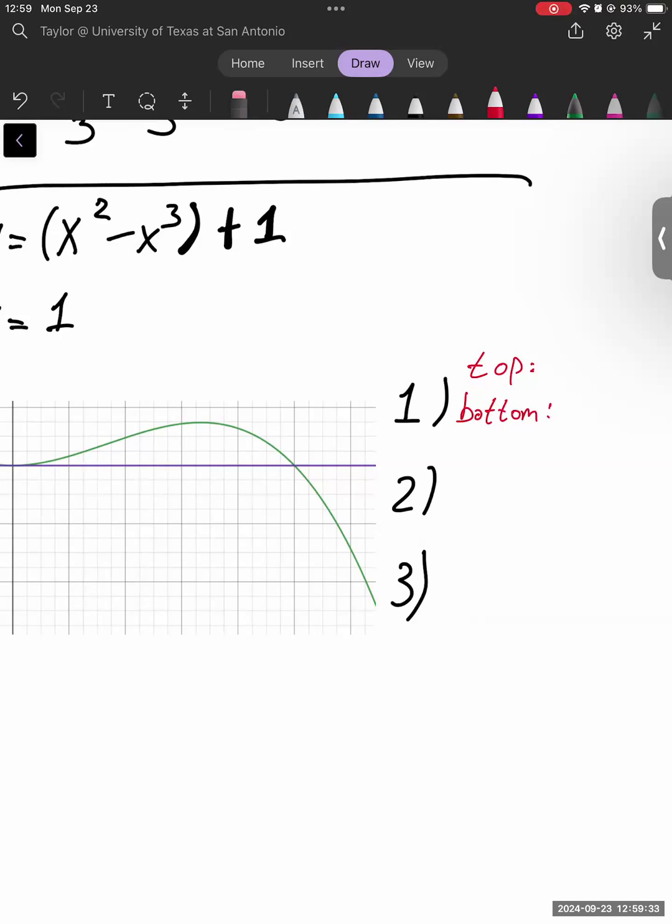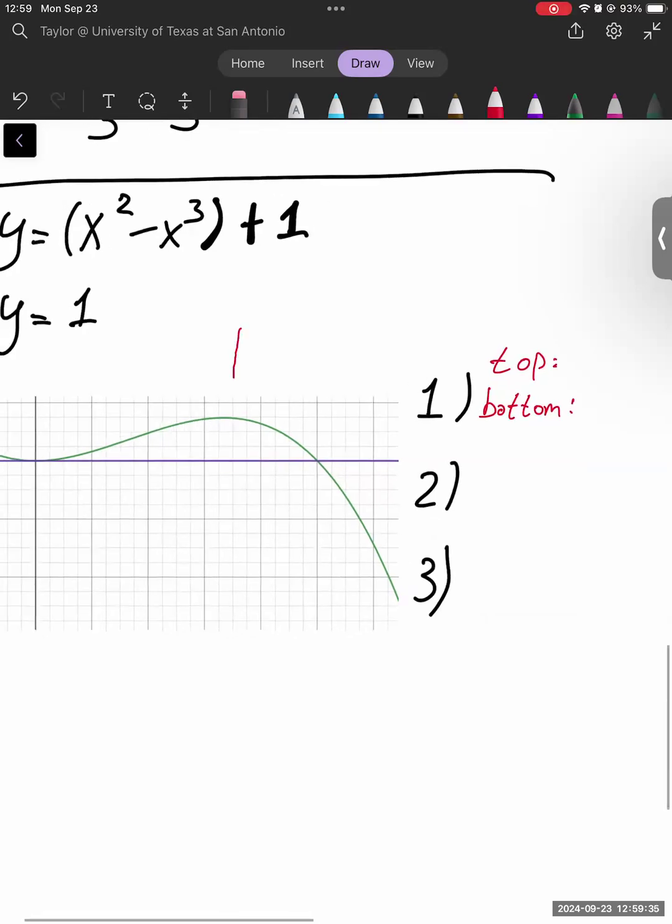So in this case, with our horizontal line, we hit this nice function, x squared minus x cubed plus 1, close the parentheses, plus 1, and then we hit our horizontal line, y equals 1. All right, and then bounds of integration.